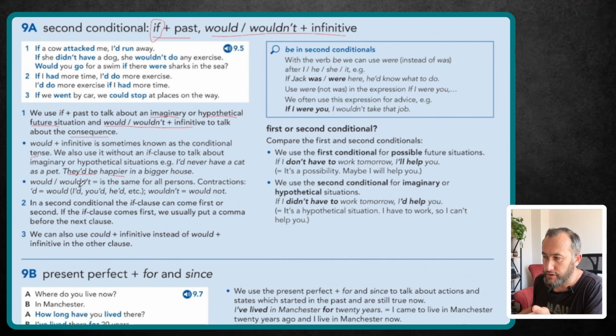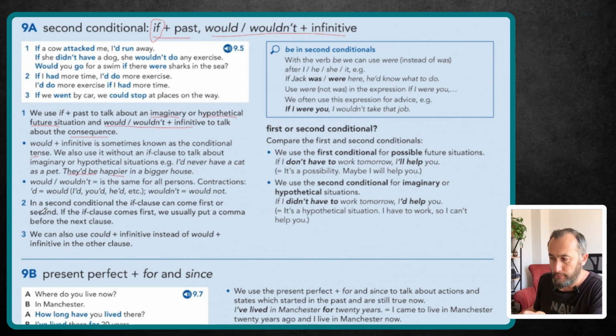Contractions here, would, wouldn't, is the same for all persons. I, you, he, she, we, they, all of them same, which is good. Contractions, apostrophe D. Would, I'd, I would, I'd. You'd, you would, you'd. He'd. Wouldn't, would not becomes wouldn't.